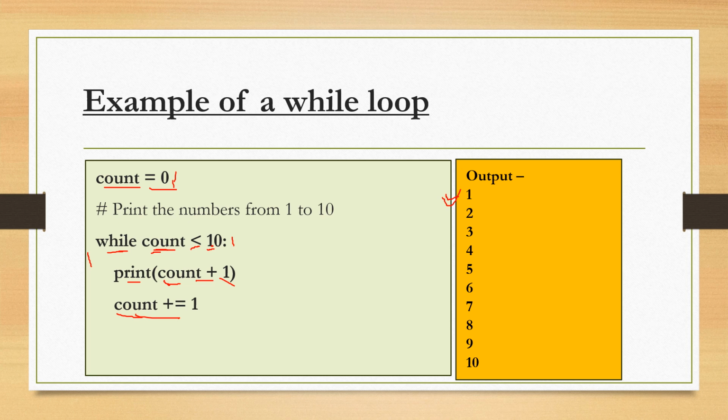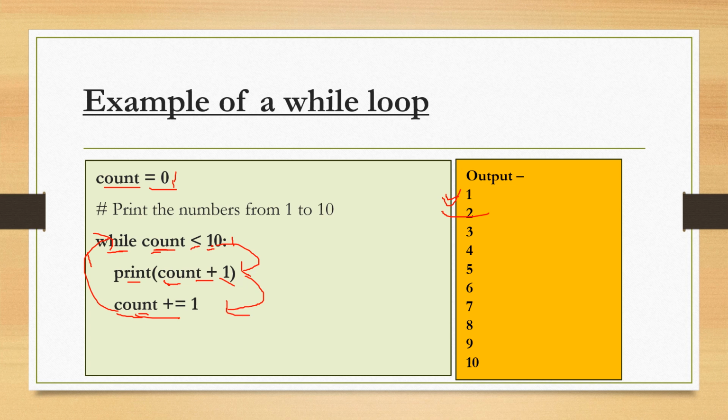So now count, 0 plus 1 becomes 1, and after that it will again go to this line. After that, it will check whether 1 is less than 10, so it will go towards this, and it will print 1 plus 1 is 2, so it will print 2, and after that it will again go to this line, and now it will increment the value of count.